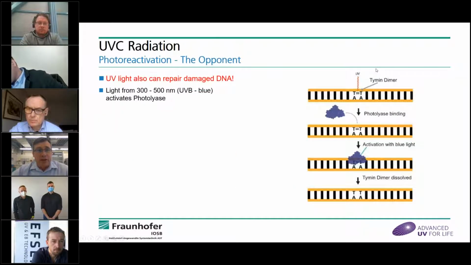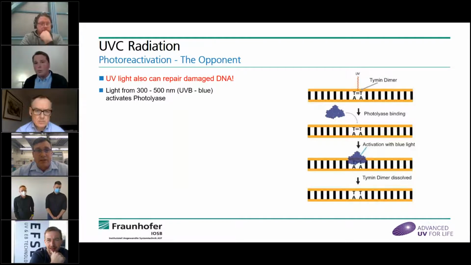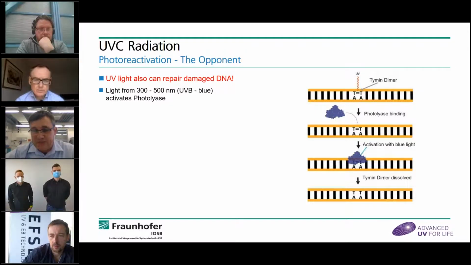But there is an opponent of UVC radiation, and it's a process called photoreactivation, which is caused by light from 300 to 500 nanometers. This is UVB radiation, or UVA up to blue, and this activates the photolyase, which can repair the damage you got with UVC.